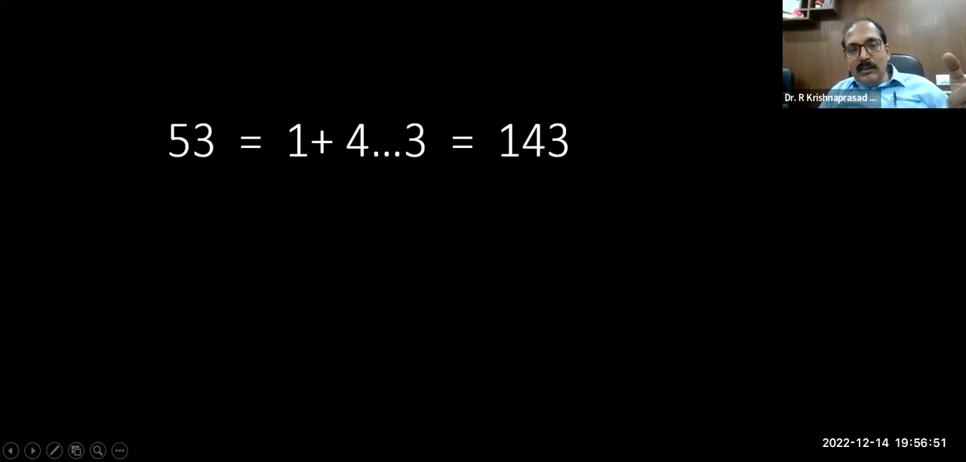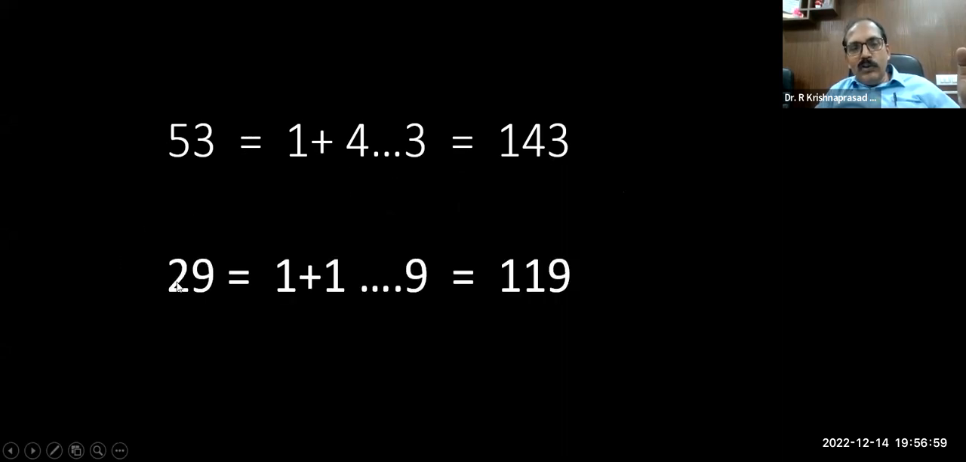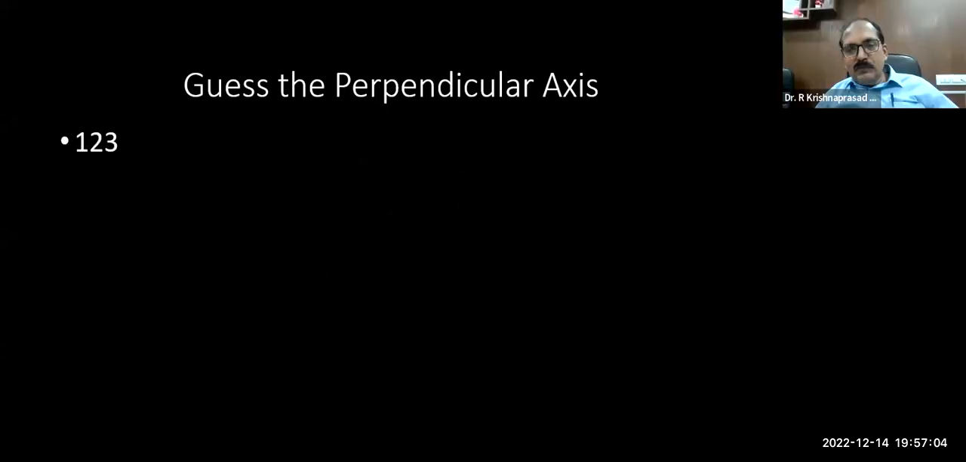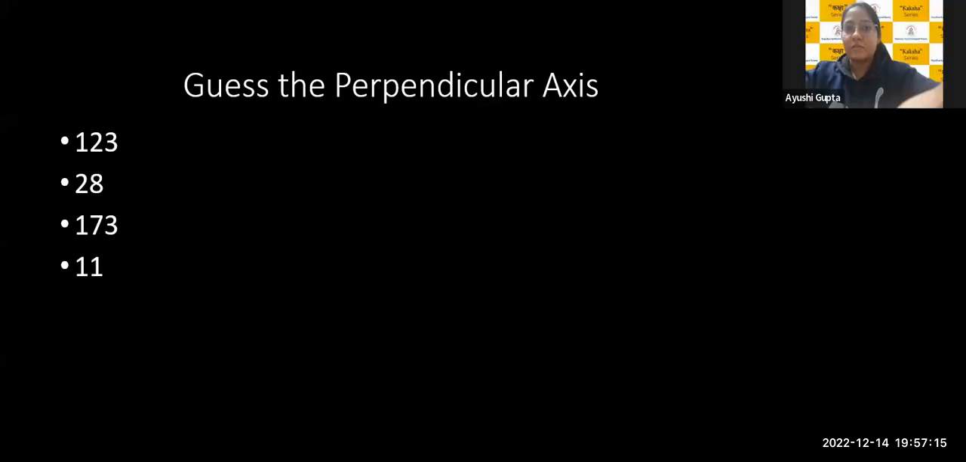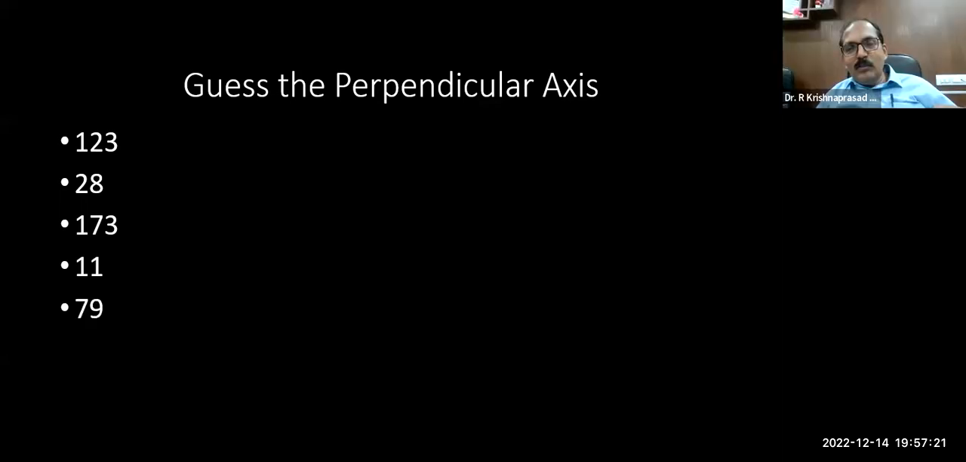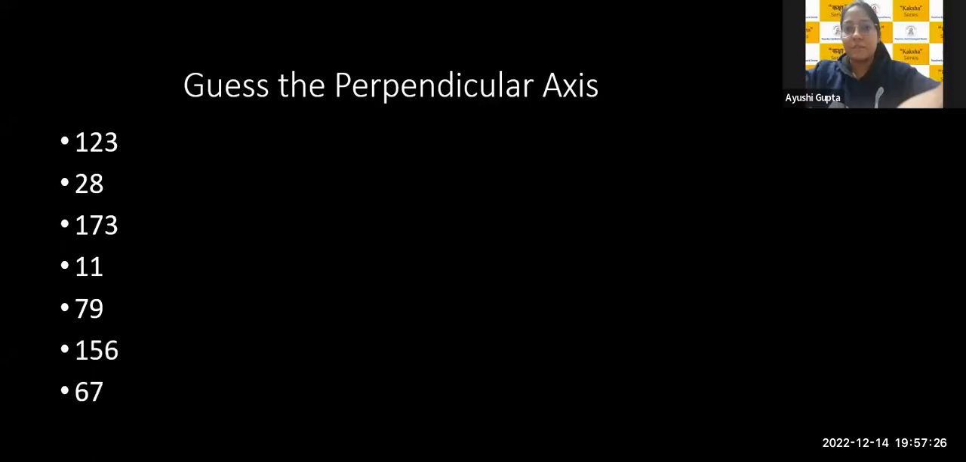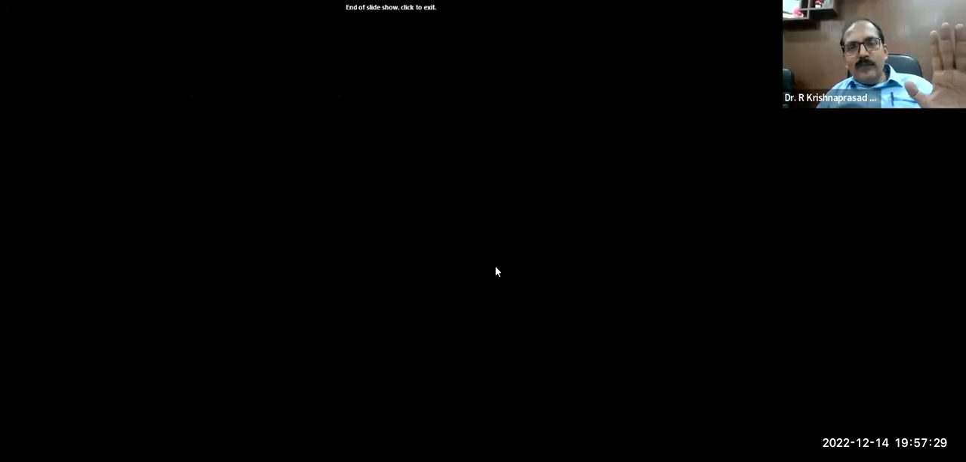If it is a double-digit number, break the number into 1 and the remaining number. Like 15 becomes 1 and 4, 143. If it is 29, it becomes 119. So you can guess the perpendicular. 123 becomes how much? 33. 28 becomes? 111. 173 becomes? 83. 11 becomes? 101. 79 becomes? 156? 66. 67 is 157. So you can get to know all this.